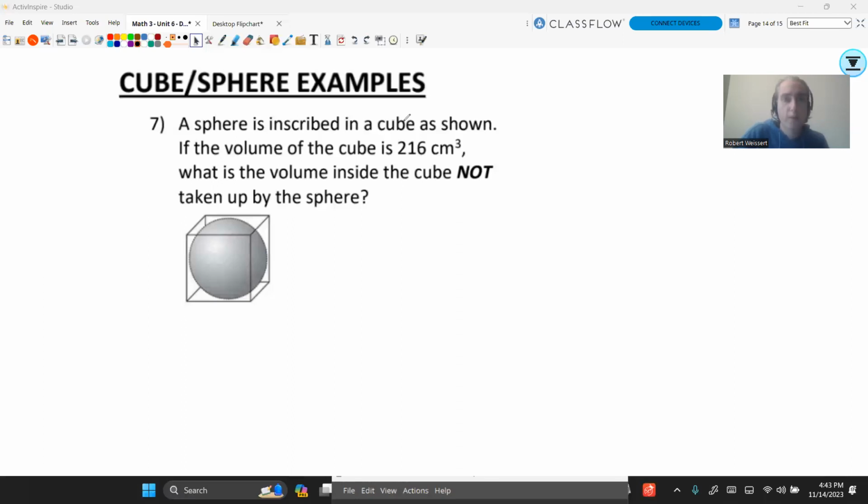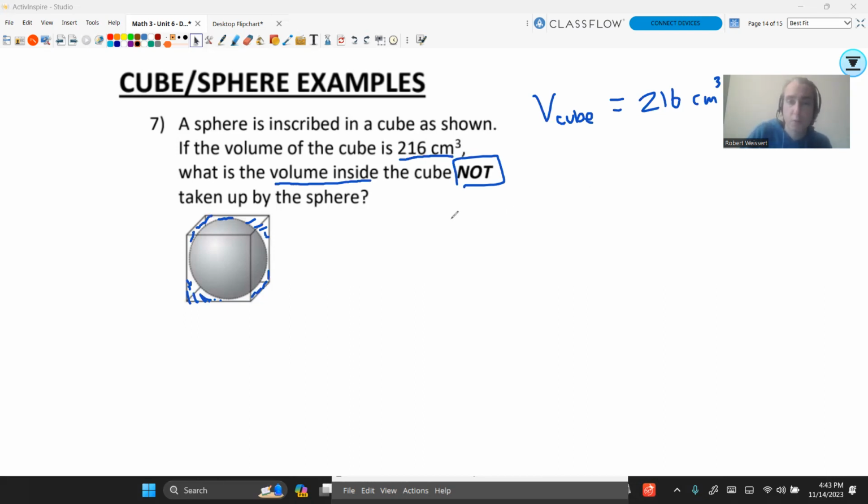We have the volume of the cube. So let's work with that. The volume of the cube is 216 cubic centimeters. The question wants to know what's the volume inside the cube not taken up by the sphere. So if you imagine all this empty space here, that's what I'm trying to find. So we're going to have to know what is the sphere's volume so that we can subtract it from the volume of the cube to figure out what is that empty space.